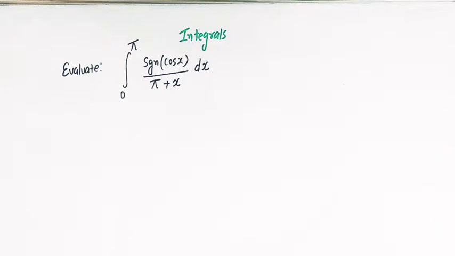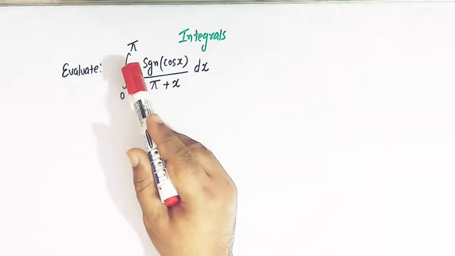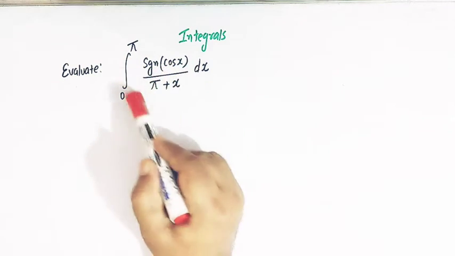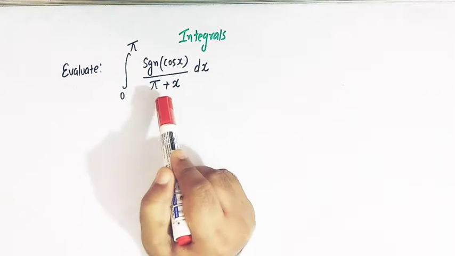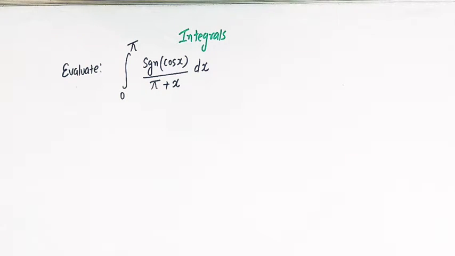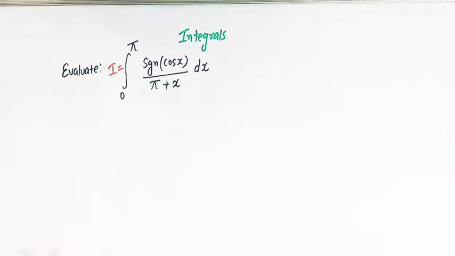Hello viewers, in today's class we are going to discuss one important definite integral involving the signum function. Here we have to find the value of this integral from 0 to pi, and the integrand is signum of cosine x divided by pi plus x. So let us start and first call this integral I.